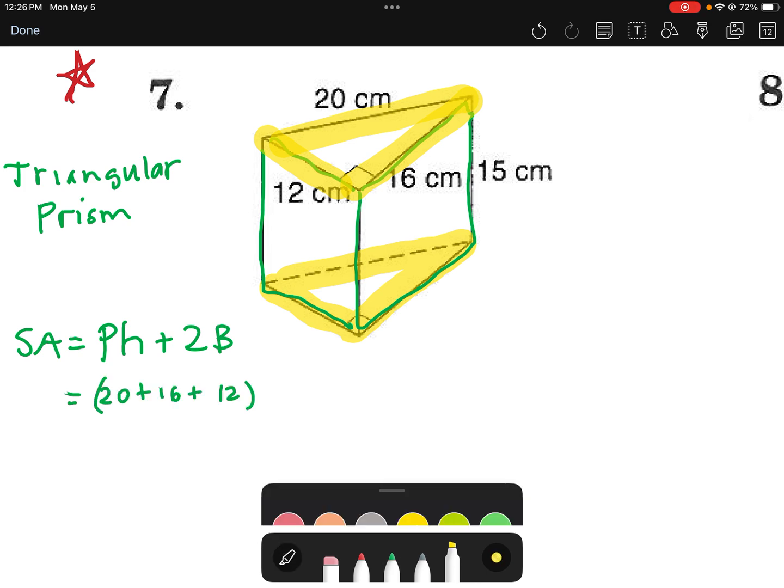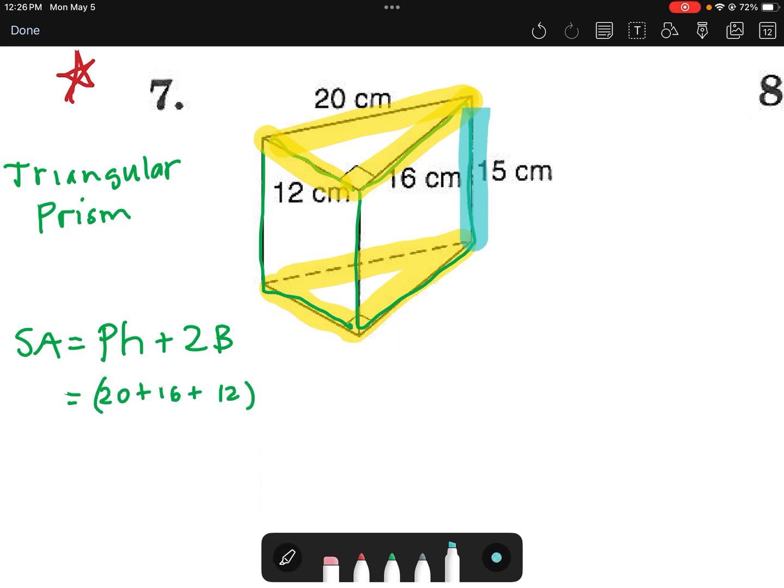We're going to multiply that with the height of our prism, which would be 15. And then we're going to multiply that with the area of 2 bases. One base has an area of, since it's a triangle, 1/2 times 12 times 16. Multiply those 2 segments that touch the right angle to find the area of a triangle, then take half of it.